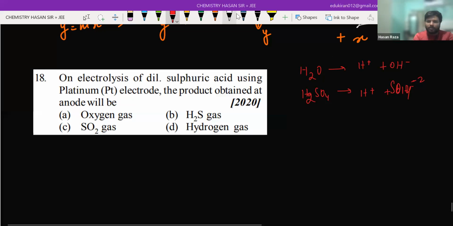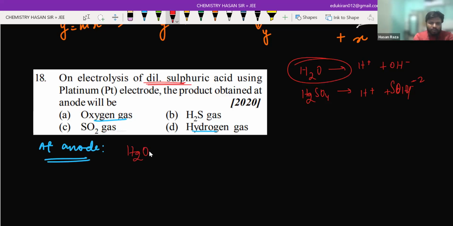B is also a wrong answer. It cannot be H2S or H2O, SO2. Either it will be oxygen or it will be hydrogen gas. Now you know that at the anode, oxidation takes place. And since it is dilute sulfuric acid, basically water will oxidize. H2O will convert itself into O2 plus 4H plus 4 electrons.